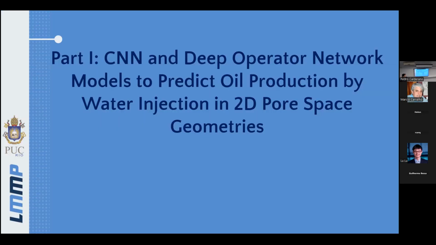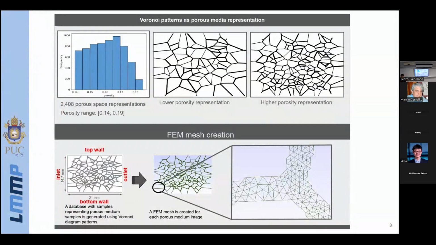Getting to my first study, it's called CNN and DeepNet models to predict oil production by water injection in two-dimensional pore space geometries. The first thing that I needed to do was to develop a data set. This is a data set of porous media representations, and those representations were considered to be in two dimensions.